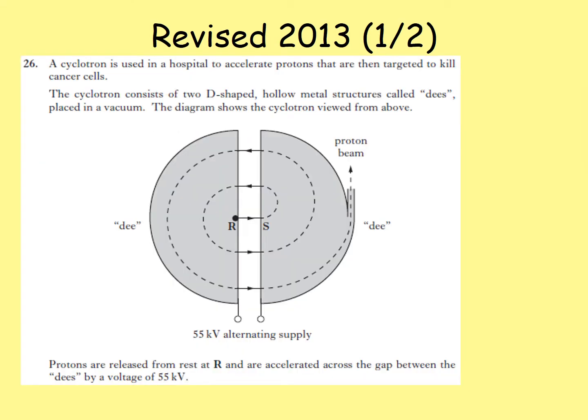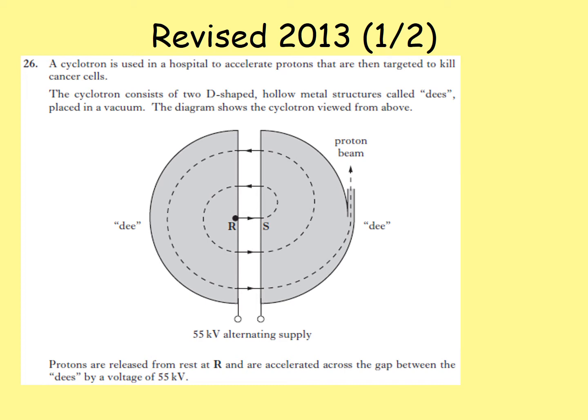In the Revised Higher 2013 paper, we see an example of a particle accelerator called a cyclotron. A cyclotron is used in a hospital to accelerate protons, which are then targeted to kill cancer cells. A cyclotron consists of two D-shaped hollow metal structures called Ds, and they are placed within a vacuum. The diagram shows a cyclotron viewed from above.